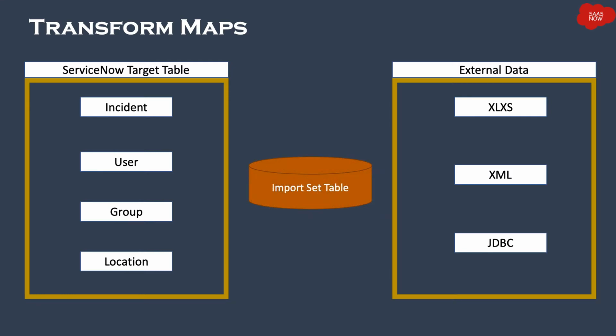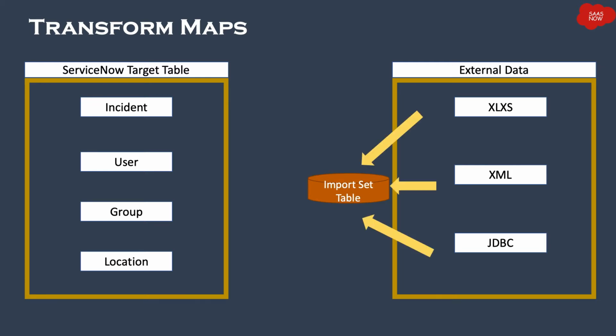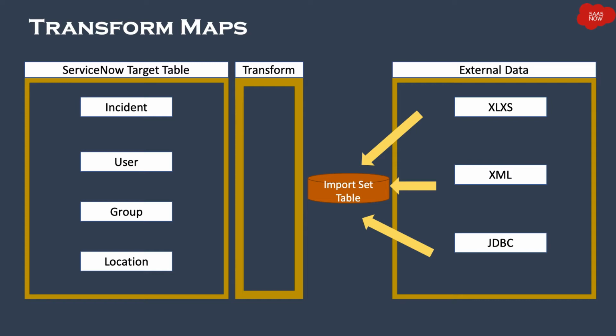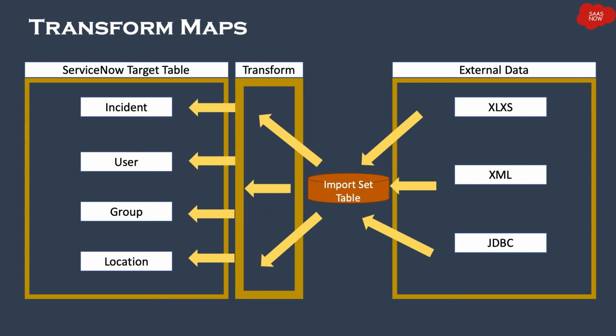Now this data is basically imported into ServiceNow. So first it gets imported into the import set table, as you can see. Once the data goes into the import set table, it also gets transformed. That means whatever data you have externally, first it will be transformed, and after that transformation, it goes into the ServiceNow target table.